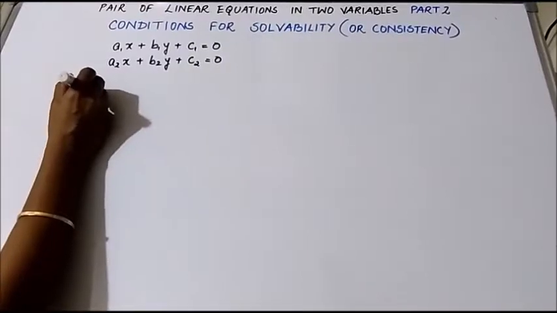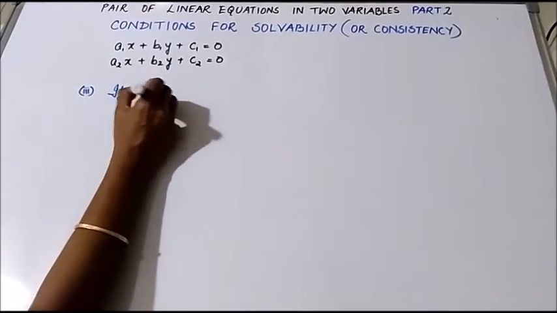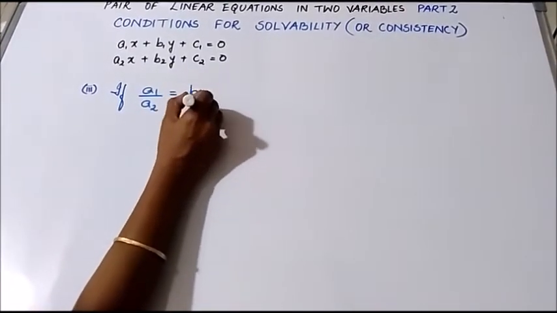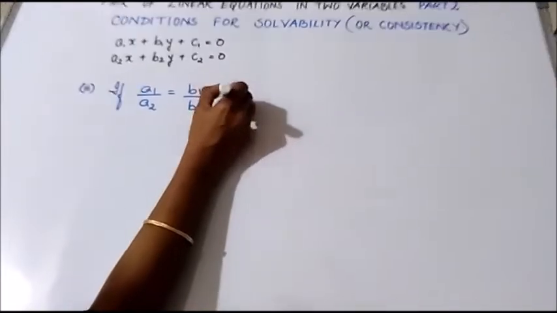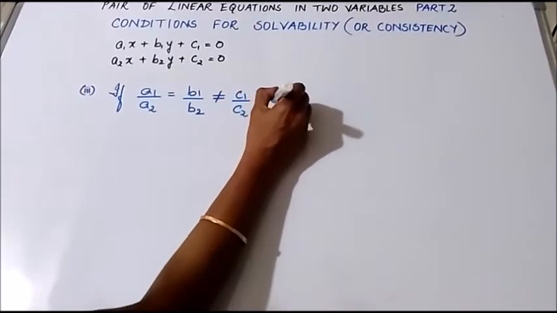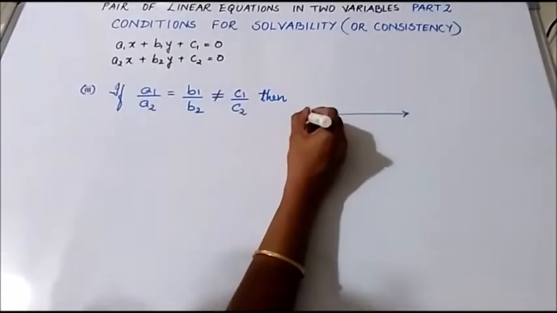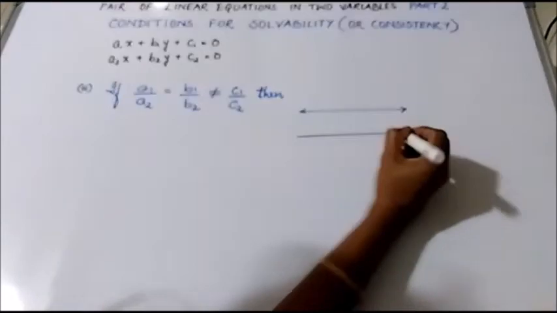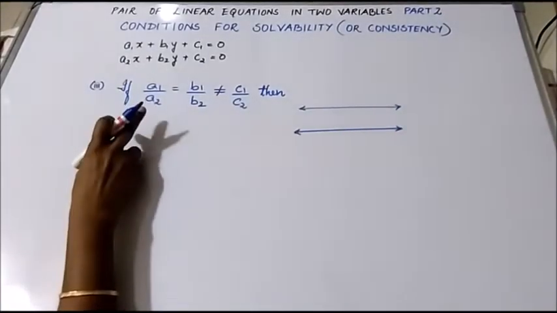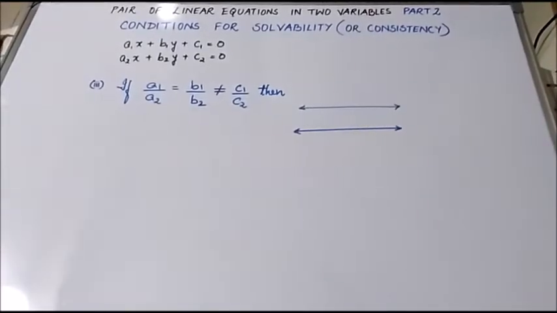In the third case, we have got a1 by a2 is equal to b1 by b2 not equal to c1 by c2. Then what we have got? We have got a pair of parallel lines. Since there is no point in common, therefore it has no solution. And since this has no solution, the equation is called as inconsistent equation.